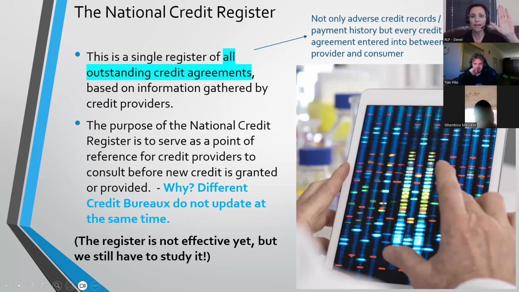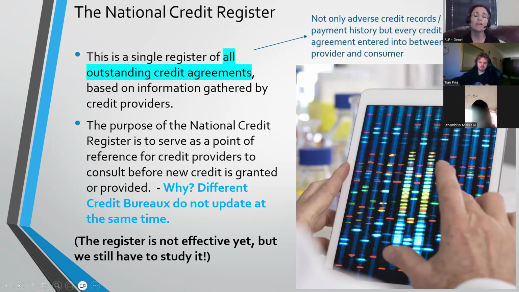But now what happens? We have Credit Bureau A and Credit Bureau B. And Credit Bureau A updates their system before Credit Bureau B does. So now consumers are maybe declined when Credit Bureau A checks if they can afford more credit. But when Credit Bureau B checks, they have not updated the system yet, and now it looks like this consumer can still afford more credit. And then sometimes credit is approved for someone who cannot actually afford it just because the credit bureau has not updated the system yet. So this is a problem in the credit industry, and they're trying to avoid this problem by implementing the National Credit Register.